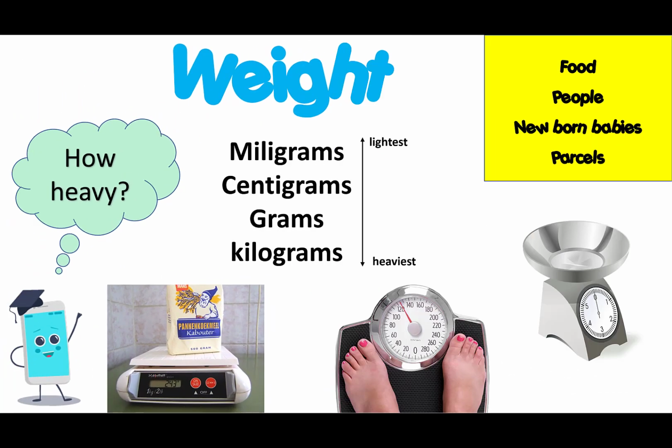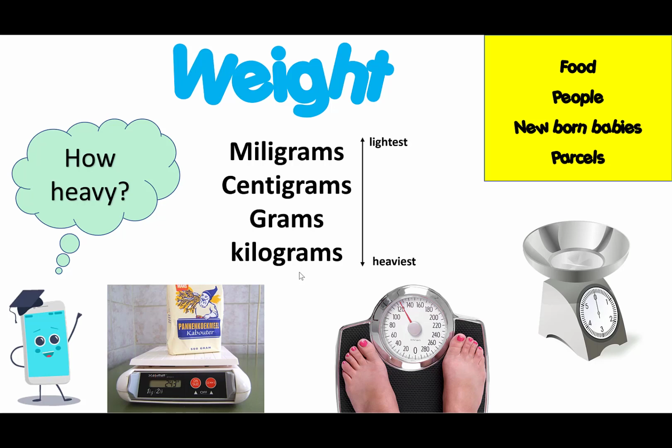Weight. How heavy is something? If you have a question, how heavy or how light, you will weigh it. The units of measurement for weight are milligrams, centigrams, grams, and kilograms. These are metric units of measurement. There are also imperial units, so you might know pounds and stones, but we are going through just metric units of measurement in this lesson video.